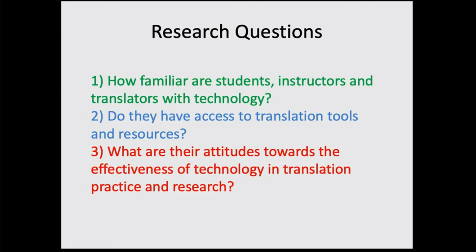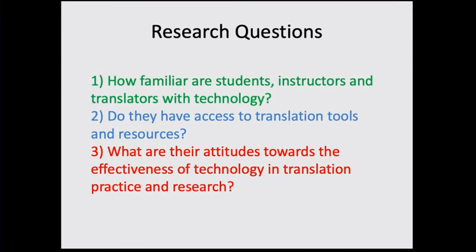My research questions were to check how familiar students, instructors, and translators are with technology. They are not familiar, actually. After I conducted this research, I found that most people are not aware of the potentiality of technology. Do they have access to translation tools? No, they don't. They don't know about it.